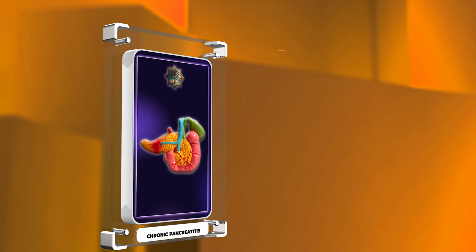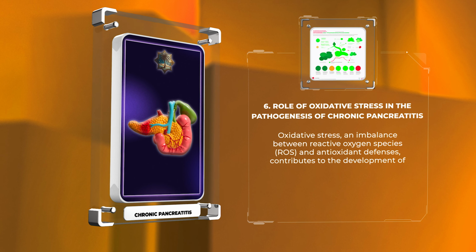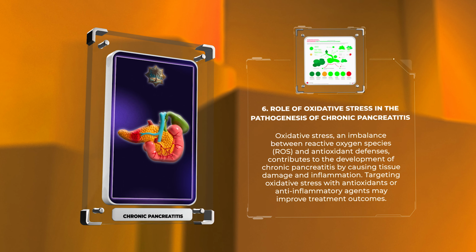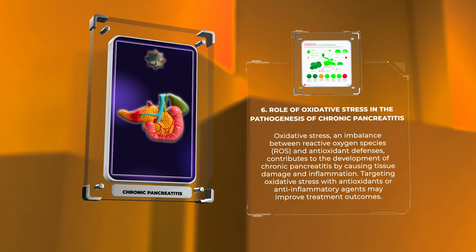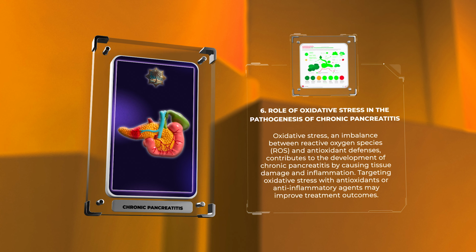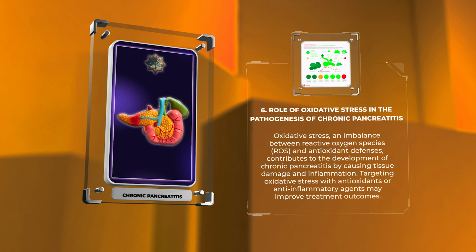Oxidative stress, an imbalance between reactive oxygen species, ROS, and antioxidant defenses, contributes to the development of chronic pancreatitis by causing tissue damage and inflammation. Targeting oxidative stress with antioxidants or anti-inflammatory agents may improve treatment outcomes.